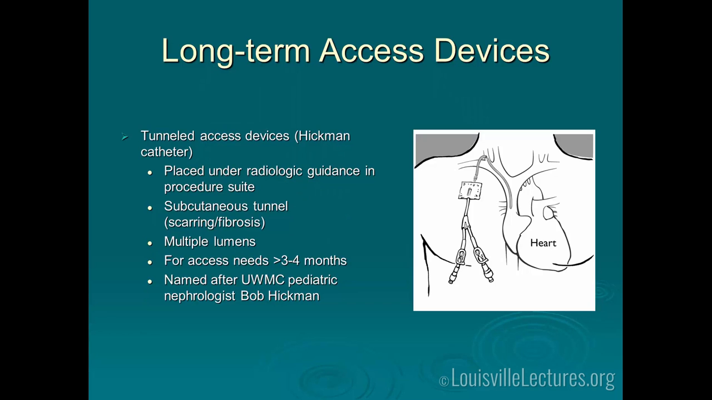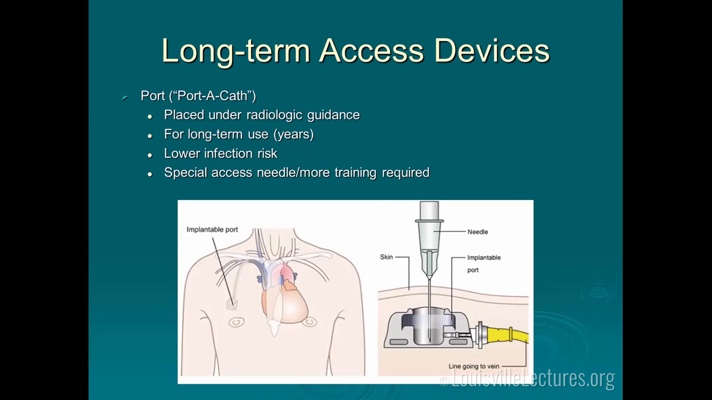So it's placed under fluoroscopic guidance. It goes through a subcutaneous tunnel. This subcutaneous tunnel, before the line goes into the vein, causes scarring, and that's what helps protect against infection risk. Typically, they have more than one lumen or tunnel as part of the catheter, and they can usually be used for 3 to 4 months. So it's a big convenience for the patient.